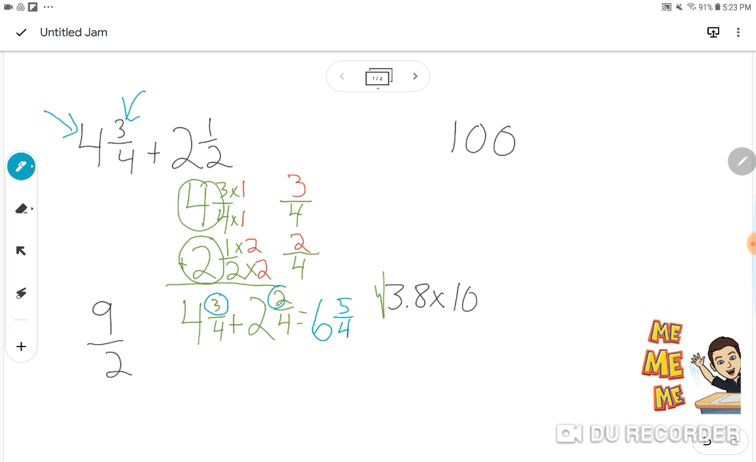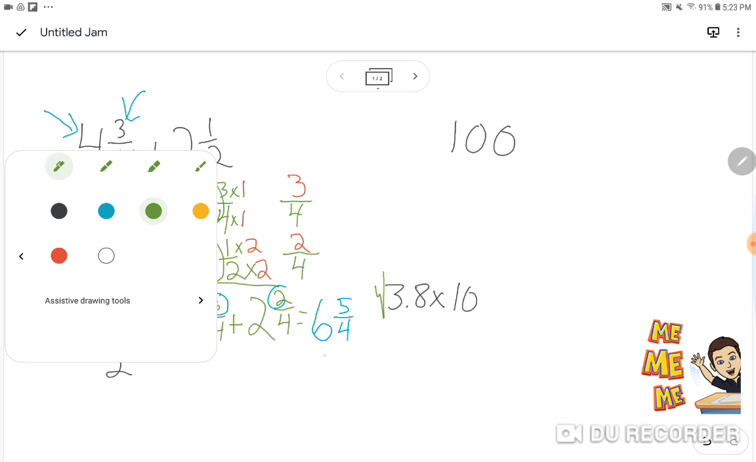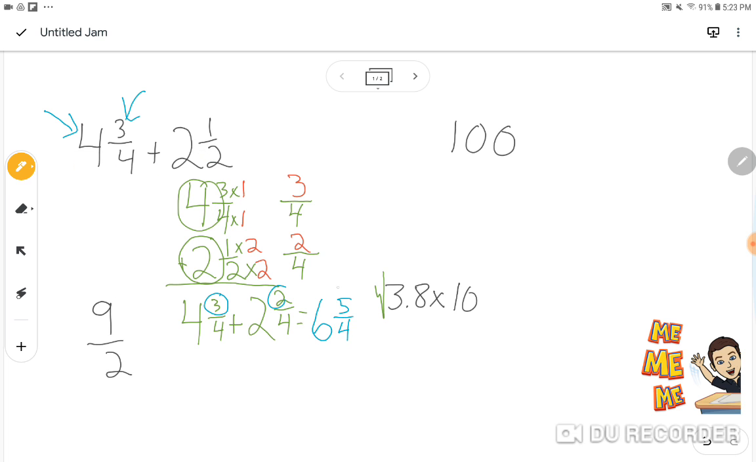So technically, this is the correct answer. But what do you guys notice about this? Do you see that that's a fraction greater than 1? So what is 5/4 really the same as? Well, if you divided 5 by 4, what would you get? You'd get 1 remainder 1/4, right? And then don't forget, you have 6 wholes plus 1 whole. So your best and final answer would be 7 1/4.